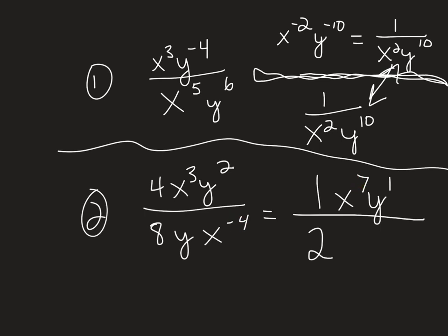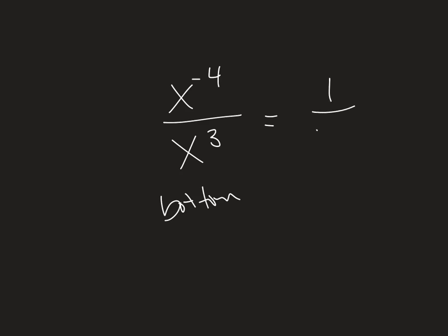Now, if we have another example, say the same thing but the numbers are backwards. Say we have the negative 4 on the top and the 3 on the bottom, like this. So how do I know? If I said, where are there more x's, you would say the bottom. And you would say there's 7 extra on the bottom, so I know this can end up being 1 over x to the 7.